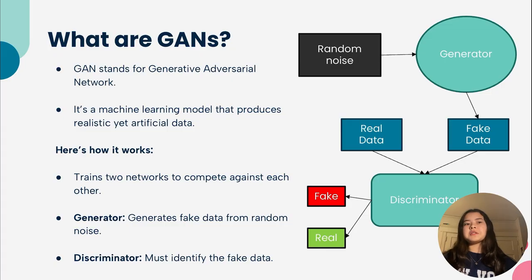So how it works is it trains two different networks to compete against each other, which is what adversarial in the name means, to produce realistic yet artificial data, which is what generative stands for. So the two different networks are the generator, which generates fake data from random noise to resemble the real data that's provided. The discriminator is the other network, and it must identify the fake data and differentiate it from the real data.